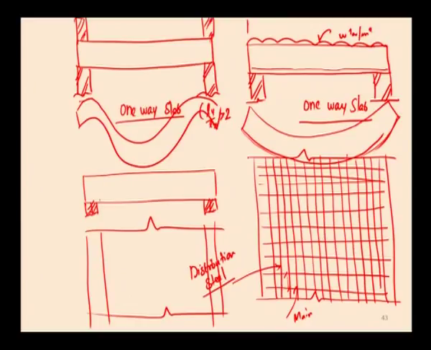So, as per IS code, when you provide the reinforcement at the bottom, 50% of the reinforcement which has been provided at the bottom has to be cranked near the support and brought to the top to resist this tension. This has to be at 0.1 L from the face of the support. The 50% of the reinforcement has to be cranked at a distance 0.1 L from the face of the support and brought to the top.